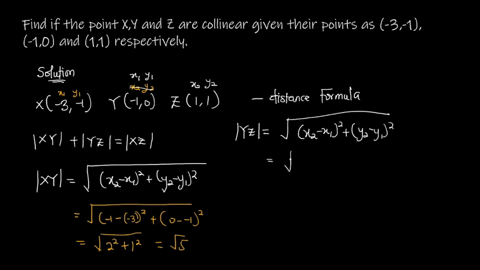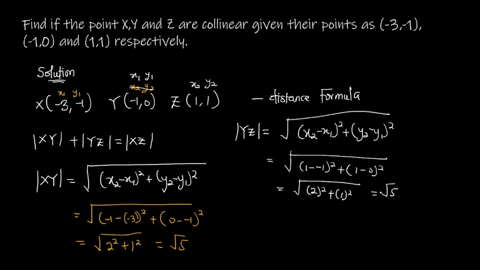So this is equal to the root of my x2, which is 1, minus my x1, which is -1, so -1 squared, plus my y2, which is 1, minus my y1, which is 0, squared. So 1 minus -1 will give me 2, because this becomes plus, so it becomes 2 squared here plus 1 squared. This is equal to 4 plus 1, which gives me √5 as my answer.